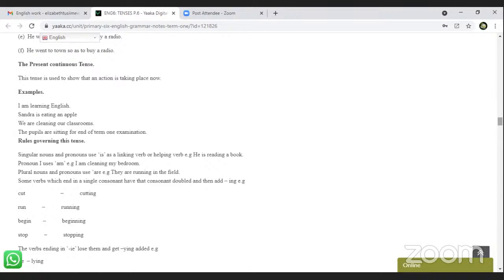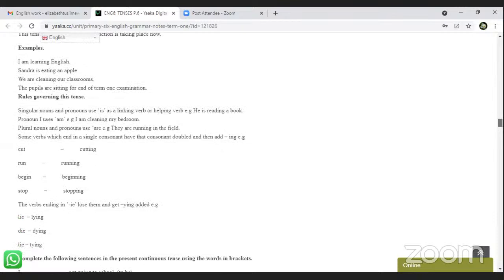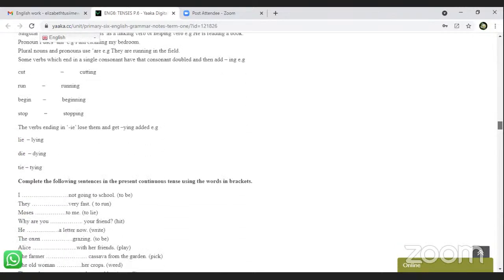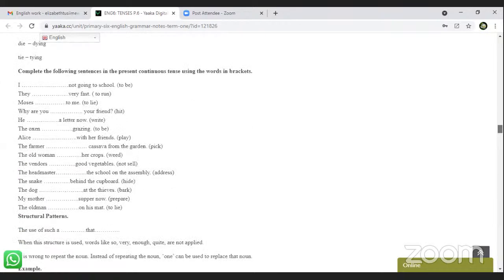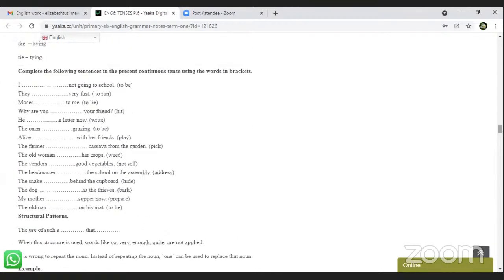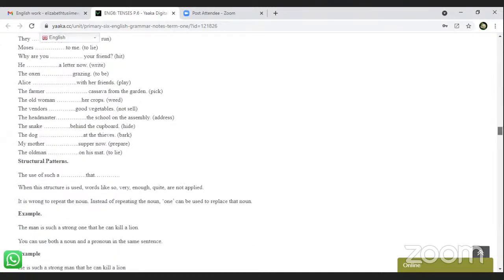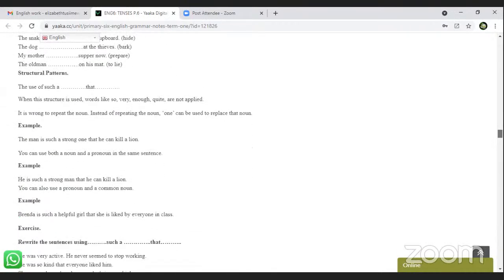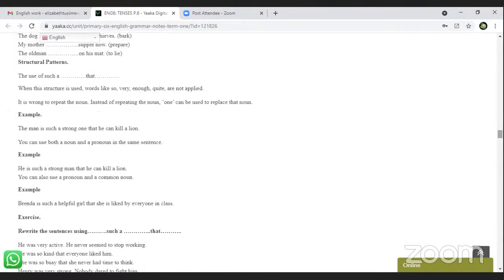Let's scroll. These are some of those verbs that we have dealt with: lying, tying. You drop IE, adopt Y, and add ING. Then we have a structure pattern here, such that. So here you will also do that. It carries the same sense like so that, so as.